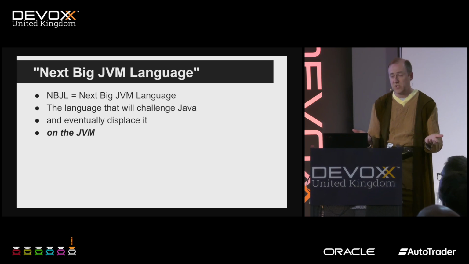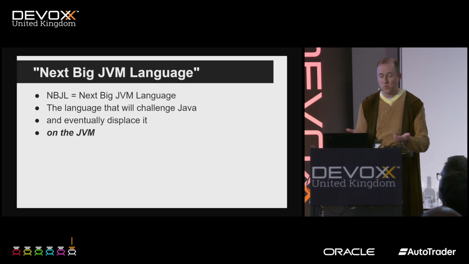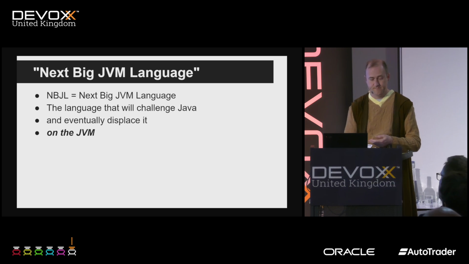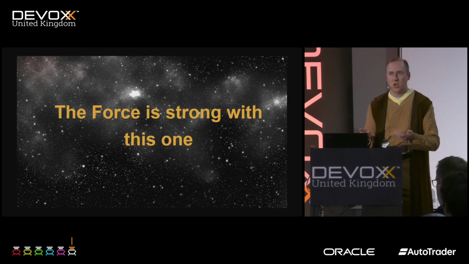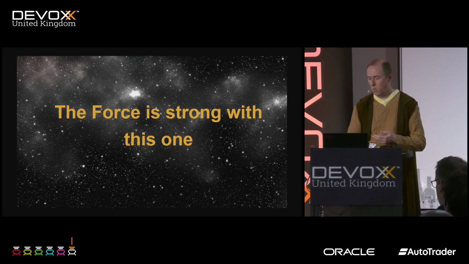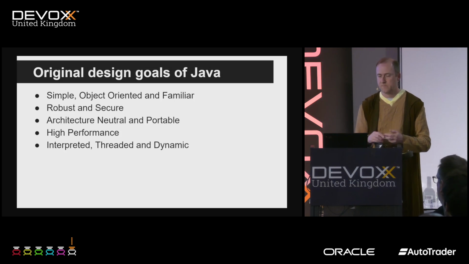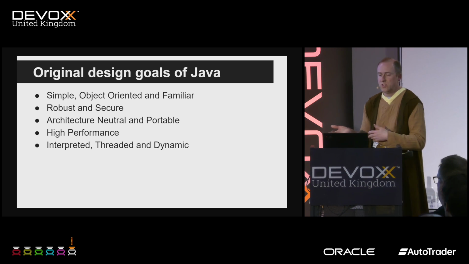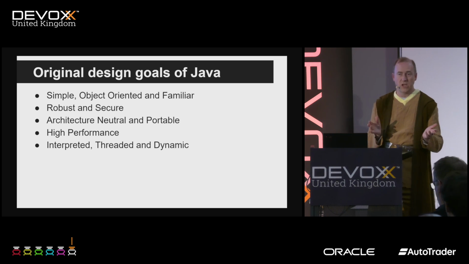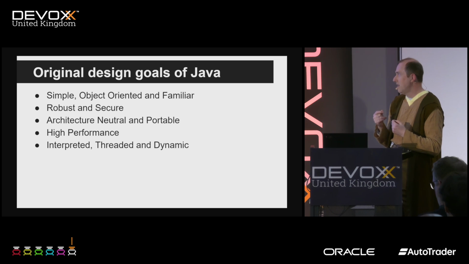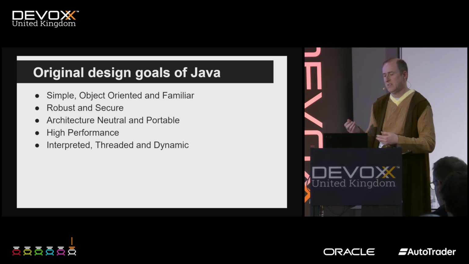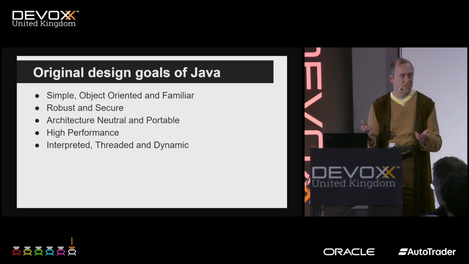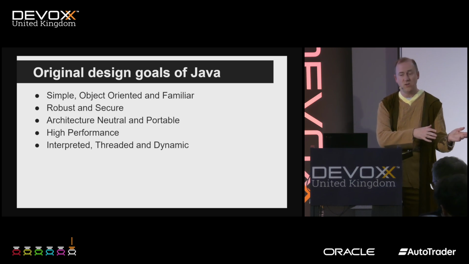So the definition of the next big JVM language was the language that will challenge Java and displace it on the JVM. So why was Java strong? Why was it a big, important language? The original design goals of Java, called Oak when it first started, you look at them now, they still make sense. You've got this simple, object-oriented, familiar language, i.e. it was familiar to people who were already coding at the time.